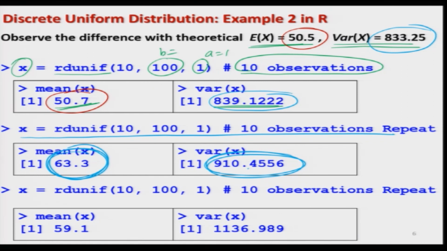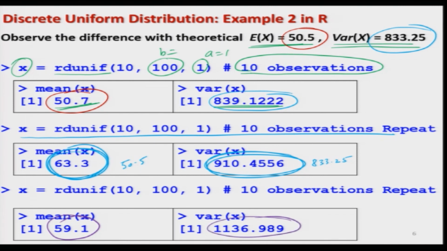910.4556, which is very different from the true value 50.5 and the true theoretical variance 833.25. Right. And similarly, if I repeat this experiment once again, this time I am getting a mean of 59.1 and a variance of 1136.989.